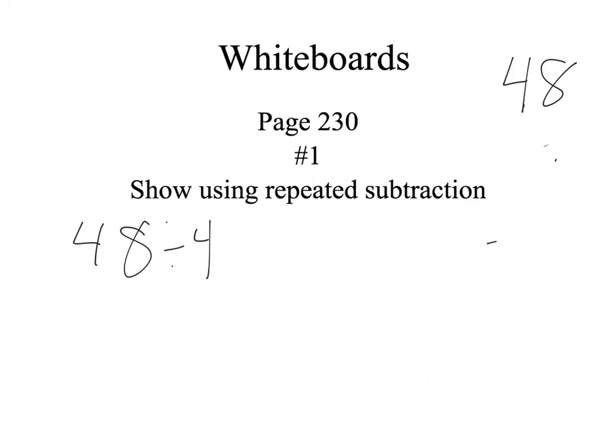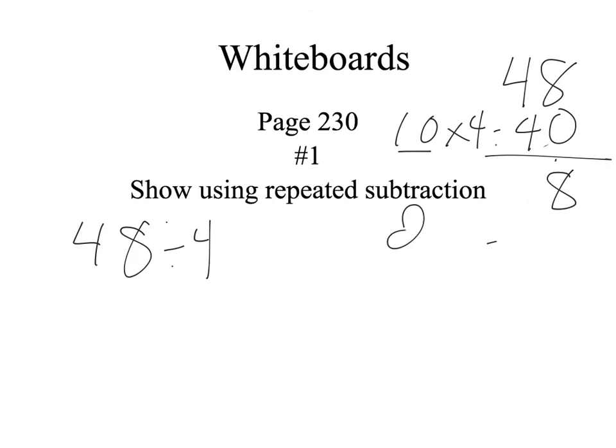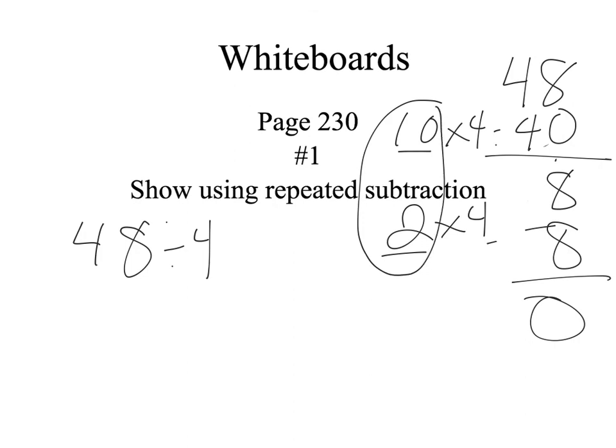I'm going to think, are there 10 groups of 4? Is that fewer than 48? Well, 10 groups of 4, 10 times 4, equals 40. So I can subtract. What's 48 minus 40? That would be 8. So I now still have 8 to subtract. Right now I've subtracted 10 4s. Now I have to think of how many 4s are in 8. Well, there are 2 groups of 4 in 8. So now I can subtract 8 to get to 0. If I look at the 10 and the 2 and I add them together, it would be 12. 12 would be my answer. Not 12 times, but 12.